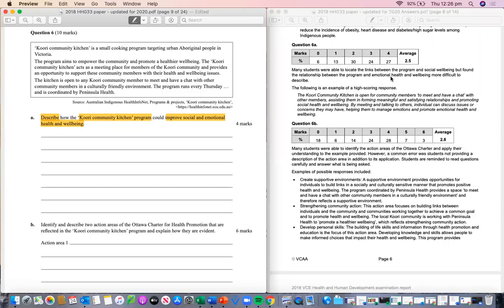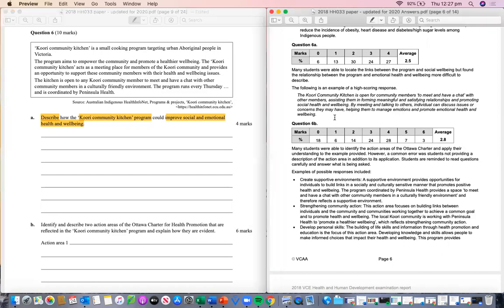Okay, so if we look at that, average mark was 2.5. The Koori Community Kitchen is open for community members to meet and have a chat with other members, assisting them in forming meaningful relationships, satisfying relationships, and promoting social health and wellbeing. Bang, 2 marks there. By meeting and talking to others, individuals can discuss issues or concerns they may have, helping them to manage emotions and promote emotional health and wellbeing. Bang, another 2 marks.